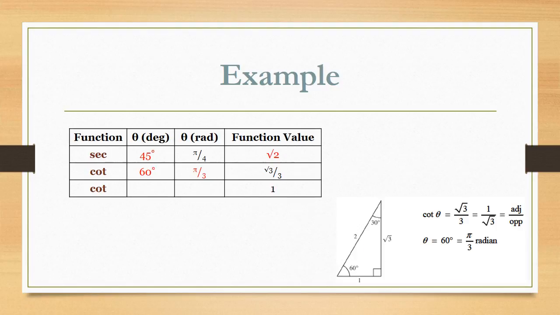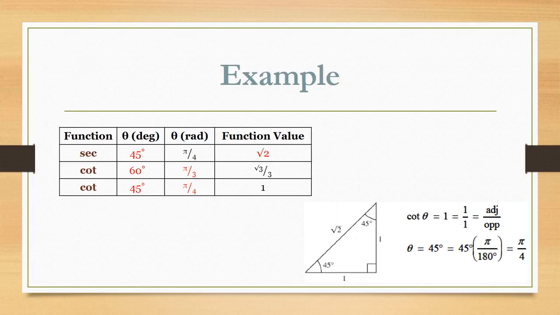Looking at a 30, 60, 90 triangle, the angle that has a cotangent of square root of 3 over 3 would be 60 degrees. The tangent of 60 is square root of 3. The cotangent is 1 over the square root of 3, which gives us the square root of 3 over 3. And the radian equivalent of 60 degrees is pi over 3. And then finally, cotangent is 1. That corresponds with a 45-degree angle or a pi over 4 radian angle.